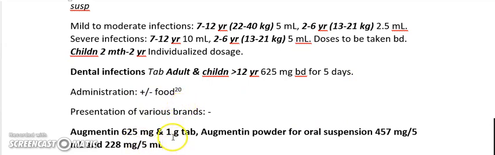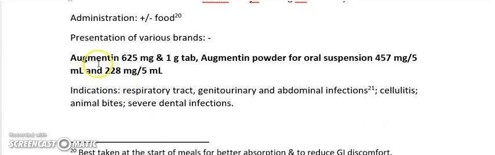And with regards to the presentation of various brands, you have the 625 milligrams and also the 1 gram tablet. And we have the Augmentin powder for oral suspension, which contains 457 milligrams per 5 mils. So about 80 plus milligrams per mil. And then we have 228 milligrams per 5 mils. So about 40 plus milligrams per mil.